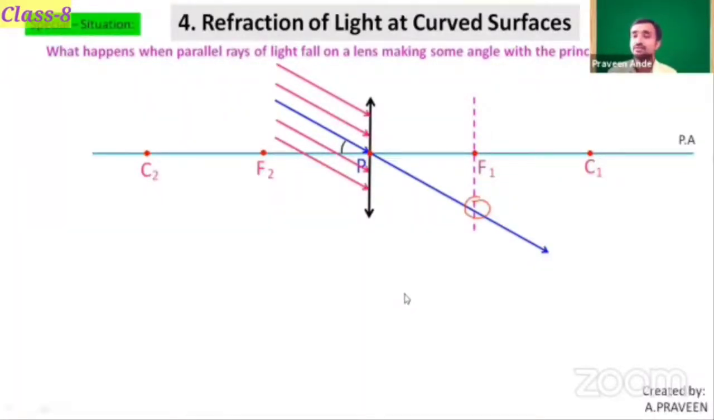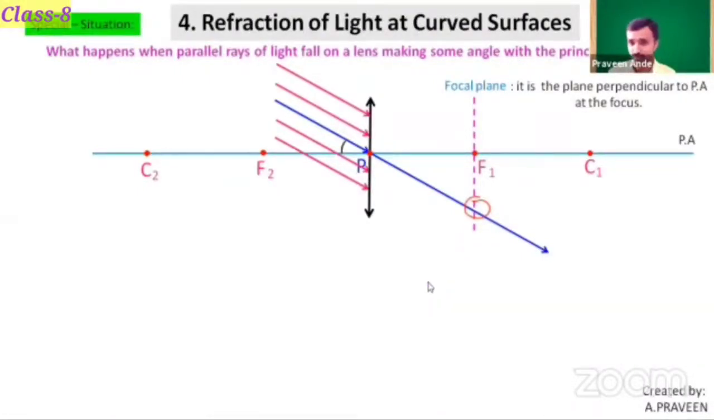Then look here. What do I call the line I have drawn? That line is called the focal plane. What is the focal plane here? Simply the line you draw perpendicular to the principal axis which meets this undeviated light ray after refraction. That point is important for us. So the dotted line is called the focal plane. The focal plane is the plane perpendicular to the principal axis at the focus. Right? One definition is on the screen.